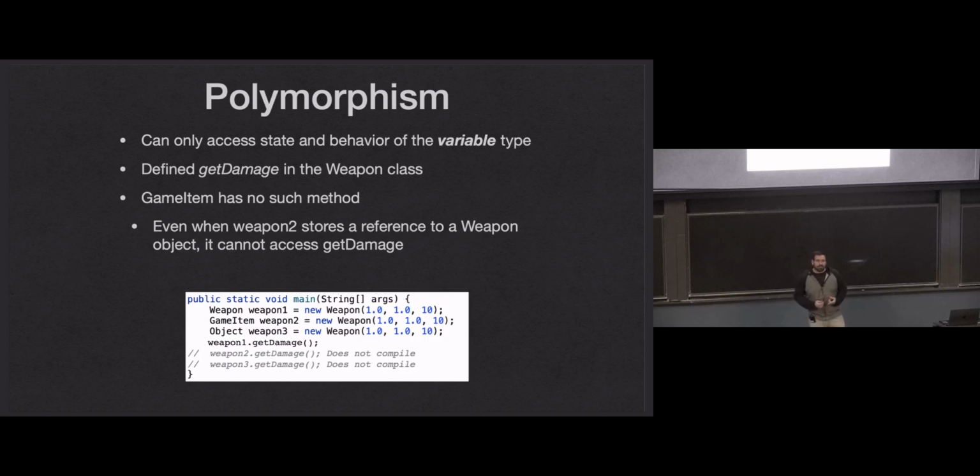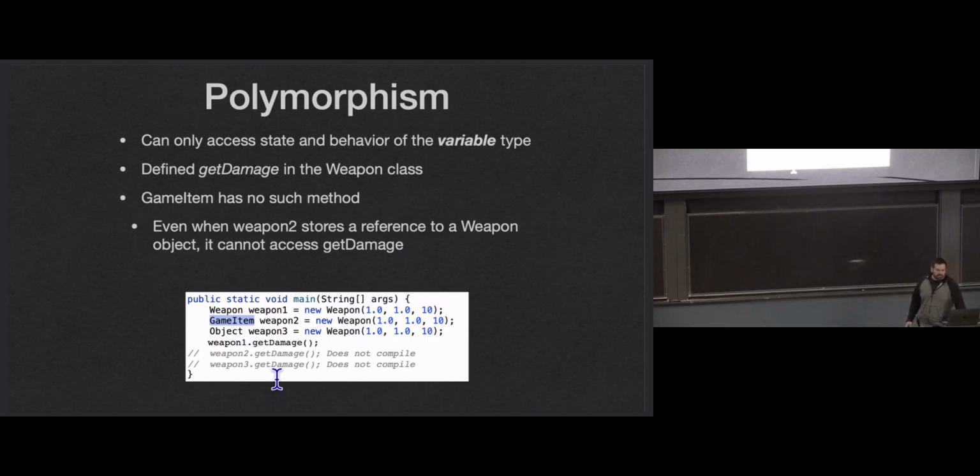So there's one big downside of polymorphism. When you store a value, in this case a reference to a weapon object, in a variable that doesn't match its type, you lose functionality. There are certain things you can't do. So when you have a variable that stores a value, you can only access state and behavior, in this case methods. You can only call methods that are known to the class matching the type of the variable. The variable determines what methods are allowed to be called.